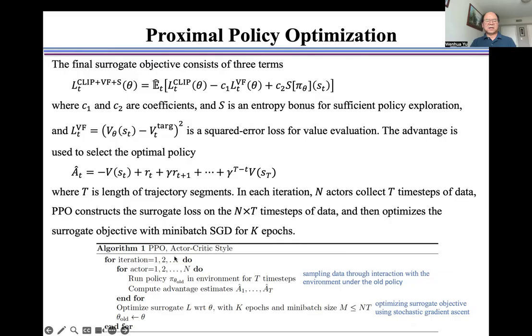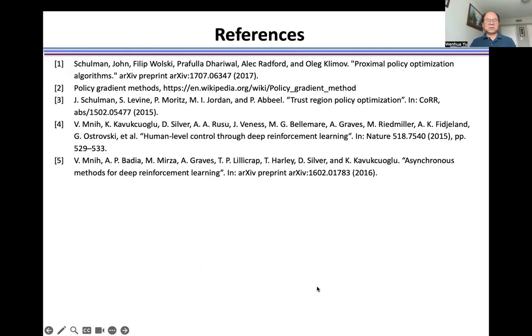Here is the PPO actor-critic. The first part is sampling data through interaction with the environment, and the second part is optimizing the surrogate objective. For more details, please check these references.